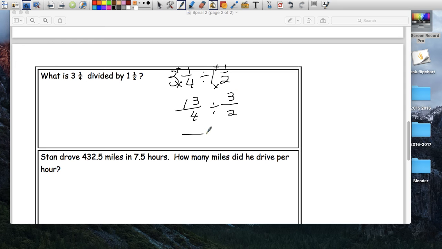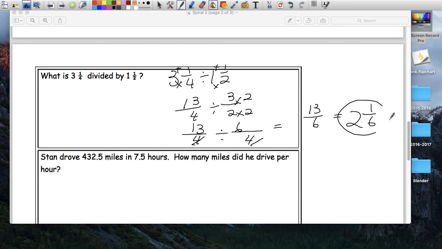They don't have the same denominator, so let's find the same denominator. In this case, it's 4. This one's already a 4, leave it alone. This one changed to a 4, multiply by 2, multiply the top by 2, and you get 6. Cross, cross, you get 13 over 6. And that's the same thing as 13 divided by 6. So 6 goes into 13 2 times, 1 left over. 2 and 1/6. Final answer.